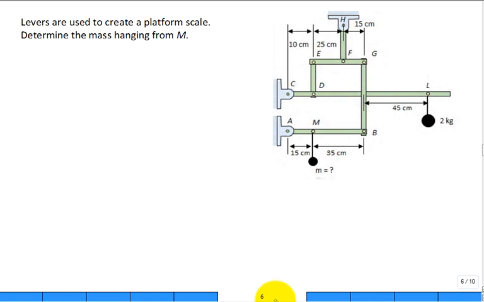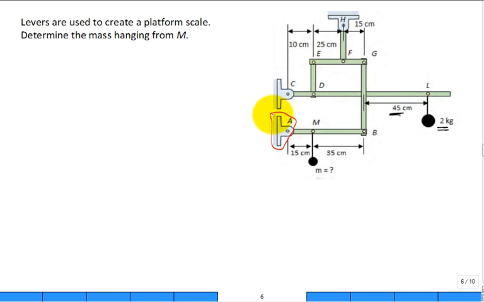Levers are used to create a platform scale. Determine the mass hanging from M. So here's the point M. Here's the unknown mass that's hanging. Well, you have over here a known mass of 2 kilograms, and it's hanging at a distance 45 centimeters over from there. All right, there's a lot to digest in this problem, isn't there?